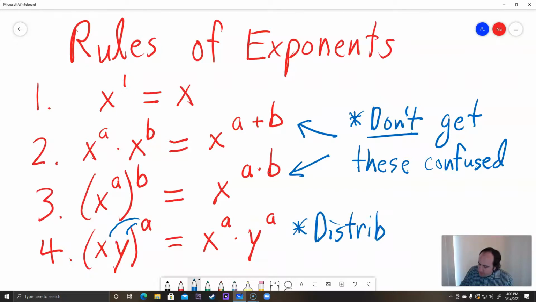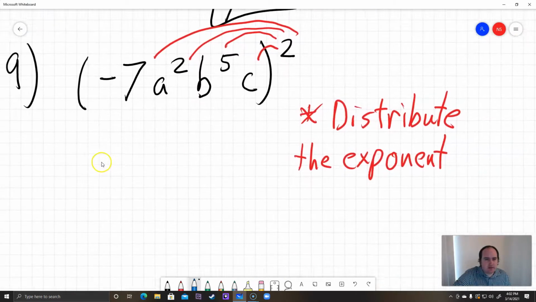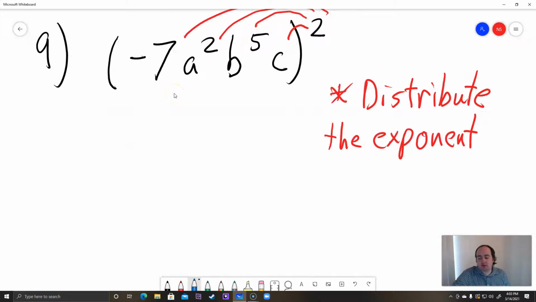The only thing to be careful about is if you have something that has more than one term, like if you have two things added together or subtracted together, you can't distribute. But here, because the things are multiplied together, you can distribute the exponent. So that's why we were allowed to do what we did down here using that rule. I used the rule over and over again because I didn't just distribute to two variables, I distributed to every single thing inside the parentheses.